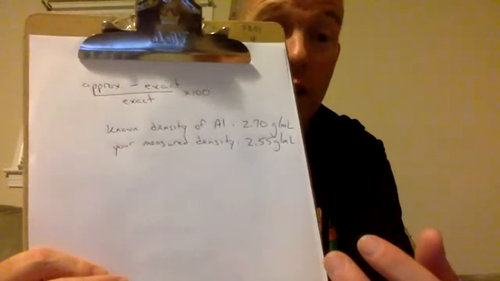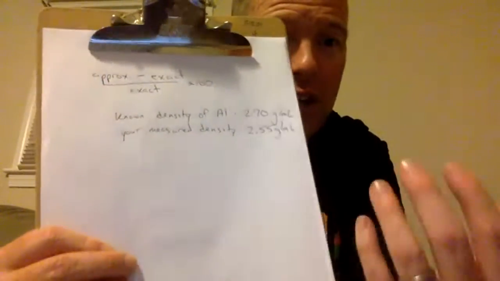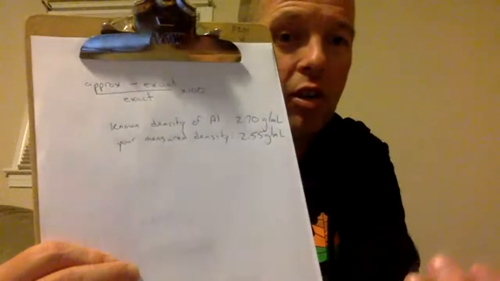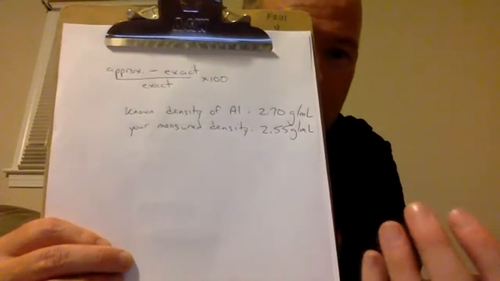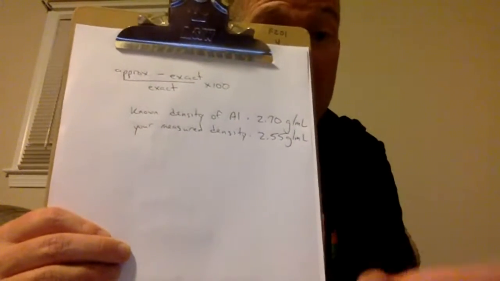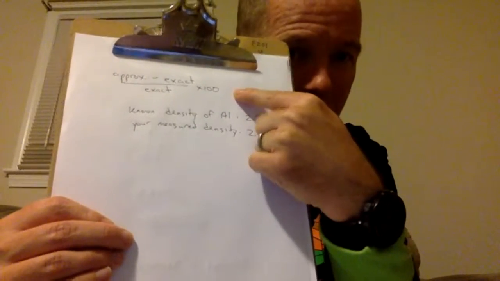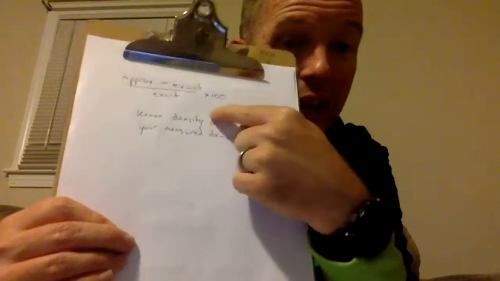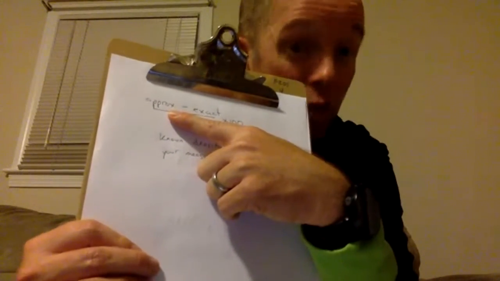And the exact value, which is the one that is generally accepted by the scientific community. You may hear this referred to as the accepted value or the theoretical value. There are lots of ways to say this. I really like this because I think it's easy to understand. The exact one is the one you should get, and the approximate one is the one that you got because you're not perfect, and that's okay.